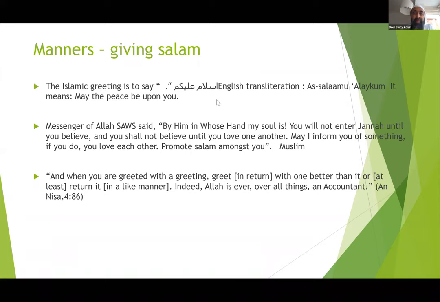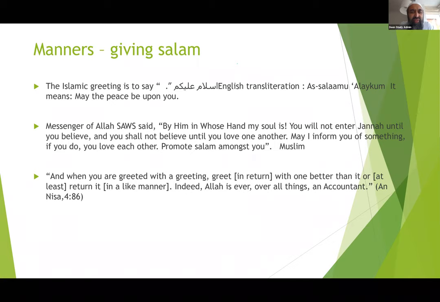So, assalamu alaikum. The Prophet ﷺ said, by Him in whose hand my soul is, meaning by Allah, so he's swearing by Allah, you will not enter Jannah until you believe. That's important. Jannah is for the believers, those who believe in the oneness of Allah subhanahu wa ta'ala. You will not enter Jannah until you believe, and you shall not believe until you love one another.